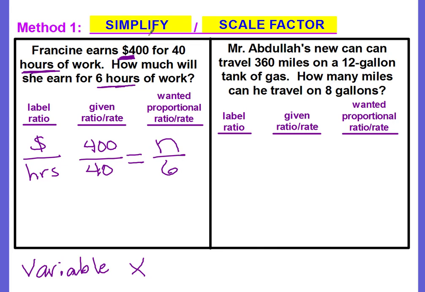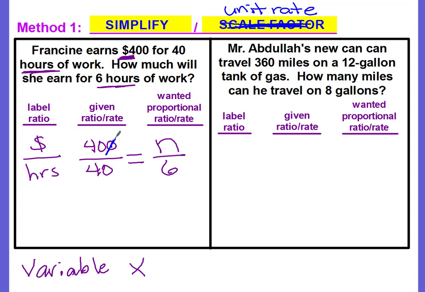And now we solve. We're going to simplify or use a scale factor. I'm sorry, this actually should not say scale factor. This should say unit rate. Sorry about that. Simplify or find the unit rate. We could find out how much for 1, or we could just simplify. I'm actually going to go with simplifying first because I can see that they both end in a 0.